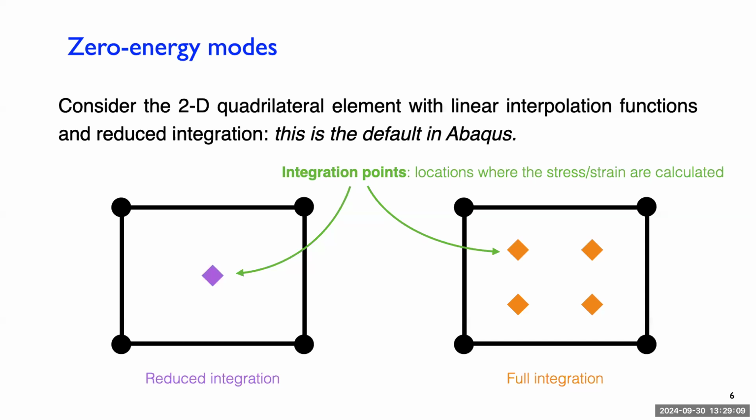So when you untick reduced integration, it'll use full integration. So in that case, it'll actually calculate the stress and strain at 4 points. And the coordinates of these are given by Gaussian quadrature, which we're not going to go into the details of.